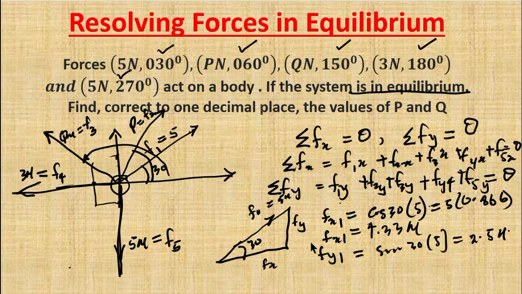We'll do the same thing for F2. Now, from my diagram here, I know that this is F2, and F2 is the P Newton acting at 60 degrees to the x-axis. So I have F2 here acting at 60 degrees to the x-axis. Here is P Newton, which is F2. So I can resolve F2 of x to be the same thing as P into cos 60 degrees.